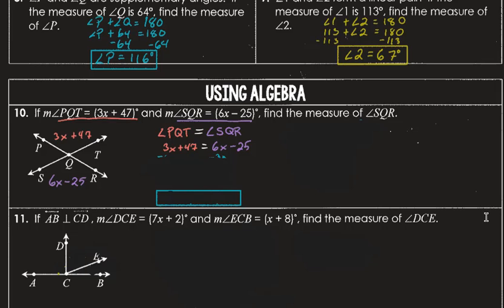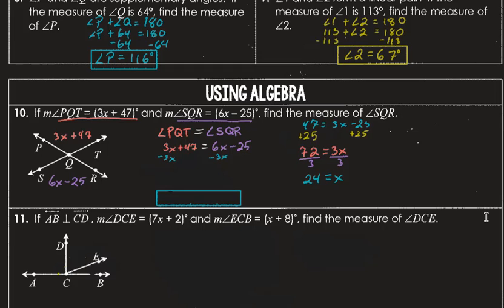We're going to start by moving our terms to one side. So we have subtract 3x, subtract 3x. That leaves us with 47. And 6x minus 3x is 3x. And minus 25. We're going to add 25 to both sides. 72 is equal to 3x. Divide by 3 on both sides. And 24 is equal to x.